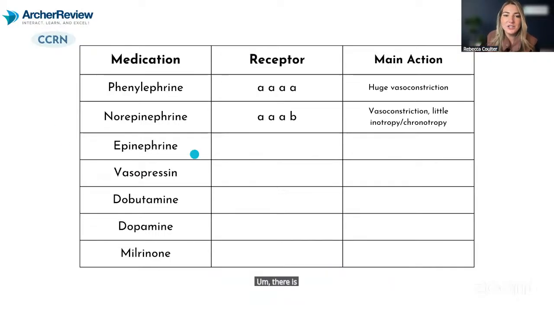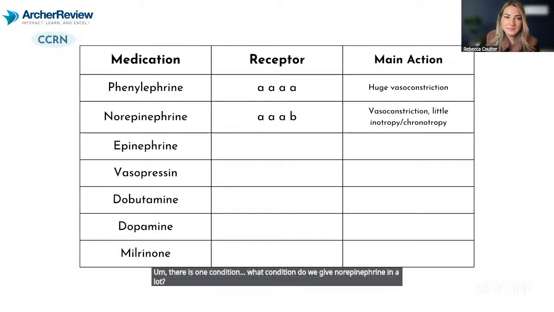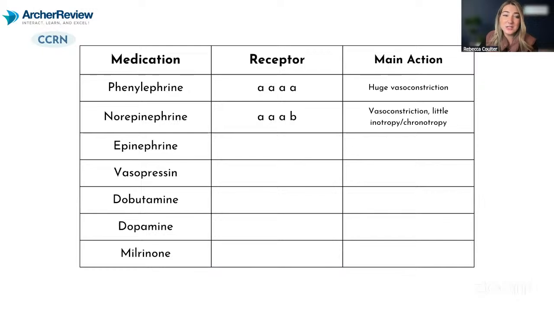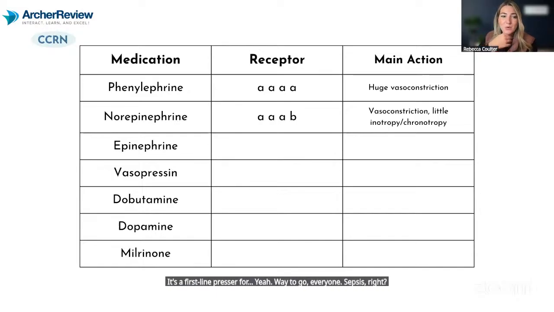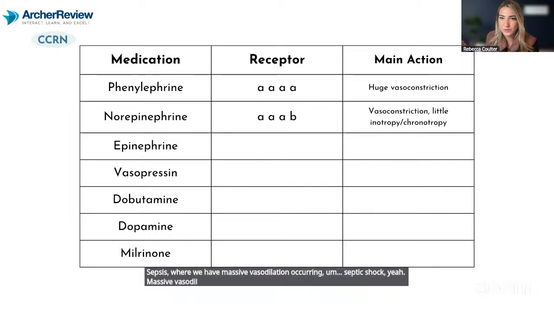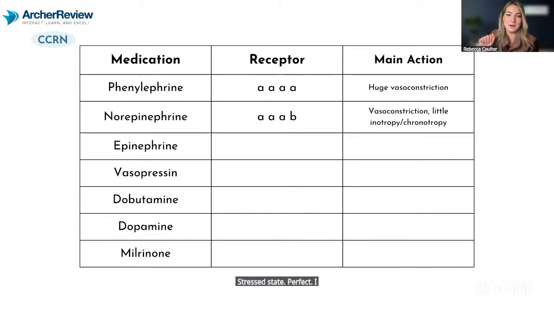There is one condition. What condition do we give norepinephrine in a lot? It's a first line presser for, yeah, way to go, everyone. Sepsis, right? Septic shock, where we have massive vasodilation occurring. Our SVR is really low. Norepinephrine is a really good drug to help increase that SVR and get our blood pressure higher and give that heart a little bit of help in that stressed state.